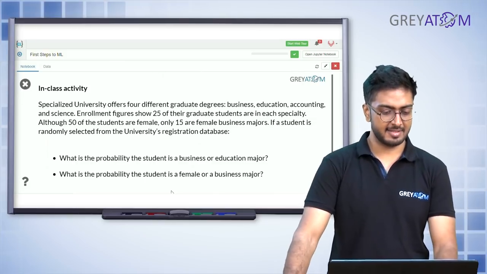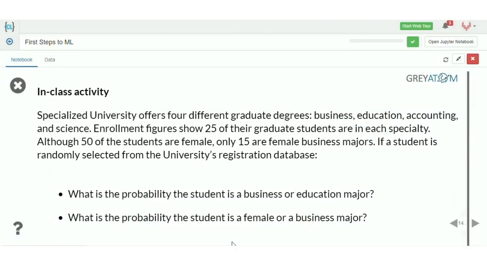So now let's consider this example. A specialized university offers four different graduate courses: business, education, accounting, and science. Enrollment figures show 2,500 graduate students in each specialty. That's awesome. Although 50 of the students are female and only 15 are female business majors. If a student is randomly selected from the university's registration database, what is the probability that the student is a business or an education major?